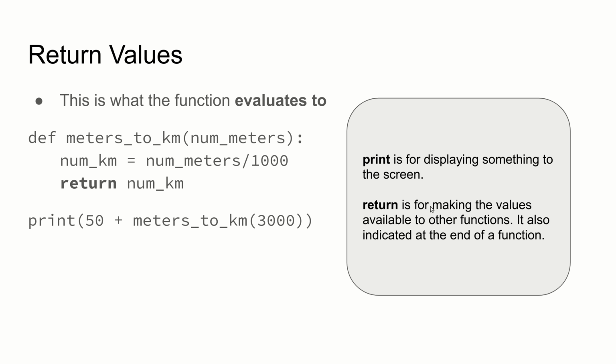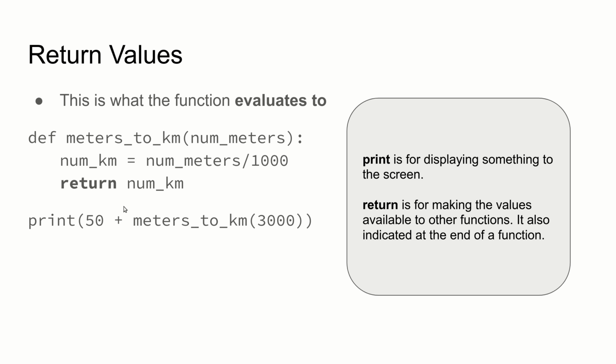But if we want to make some value available to other portions of our code, like other functions or to other things being done in the same line of code, then we have to return it. So for instance, here we returned the number of kilometers. That means that when I call meters to kilometers with 3,000 down here, the result of that will be the number 3, because we'll take 3,000 divided by 1,000. Then I'm able to take that 3 and do more with it. I can do 50 plus that 3, and I can print out the resulting 53 from that calculation.